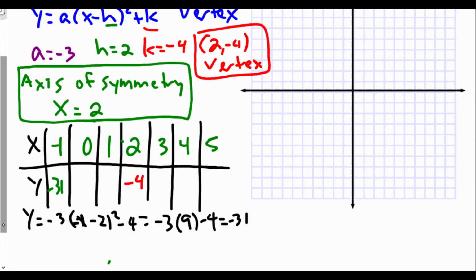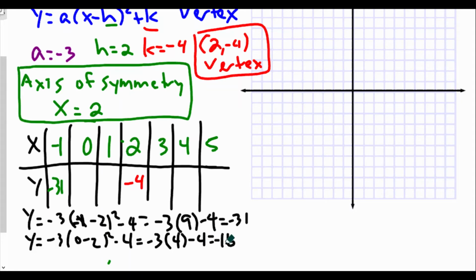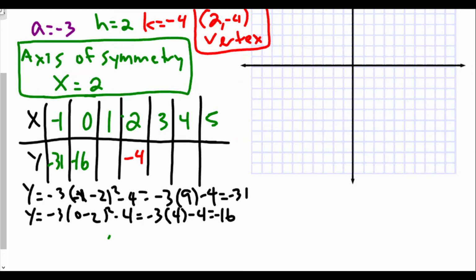Okay. Let's plug in when x equals 0. So y is equal to -3 times 0 minus 2 squared minus 4. And we get -3 times, now -2 squared is going to be +4, minus 4, so -12 minus 4 is -16. So that's our matching y value when x equals 0, -16. Still a little low for our graph, so we might not be able to plot that point, but just know the coordinates.